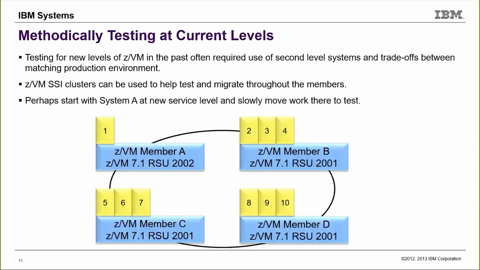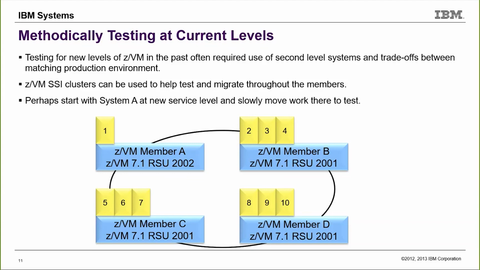And so the idea here, in this example, again with 4 members, is that member A has a more current RSU, and we're going to want to test these different workloads there. It may be difficult to line up all those different applications, 2 through 10 there, to validate on this new level of the z/VM hypervisor at the same time. That's one of the challenges we run into as the systems get larger.